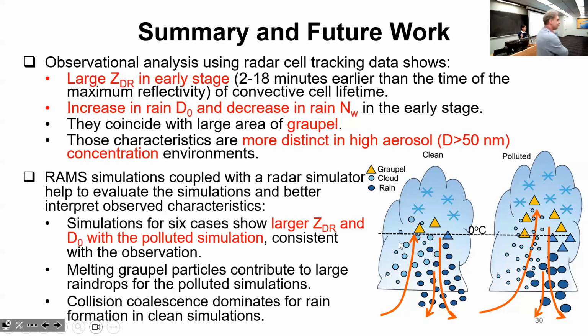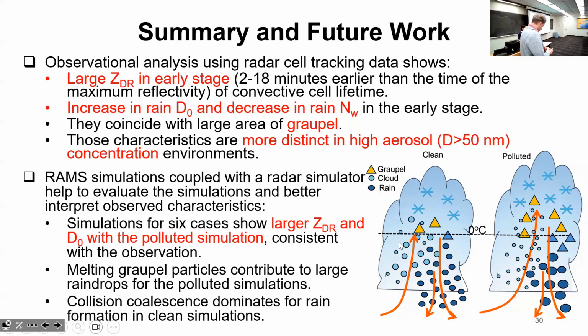I'm not sure if I remember correctly, but in your clean cases, you have more deep cells and fewer shallow cells. And in the polluted case, you have more shallow cells and fewer deep cells. And when you study the deep cells in the polluted case, the deep cells grow higher than in the clean case. So your question is about the number of convective cells? Yeah. That's a good point too.